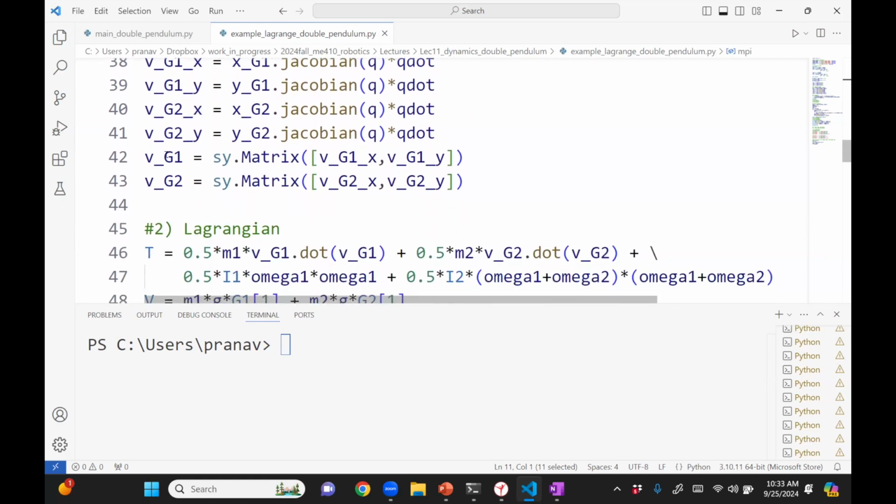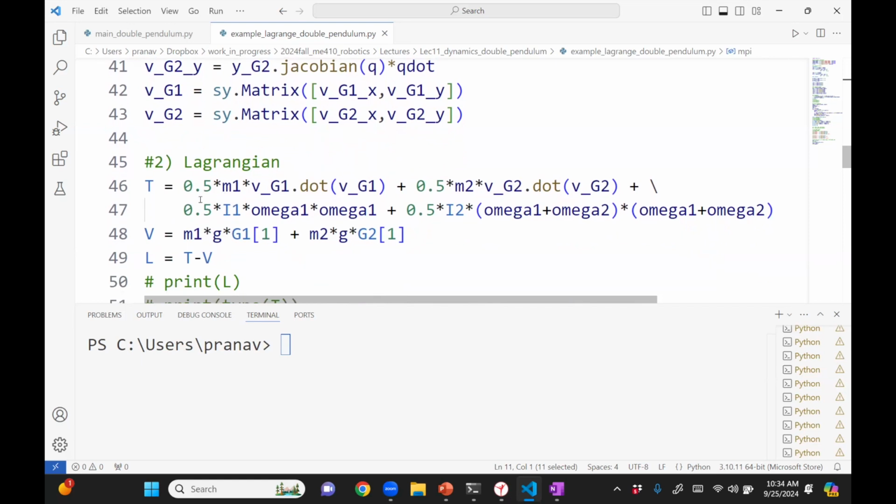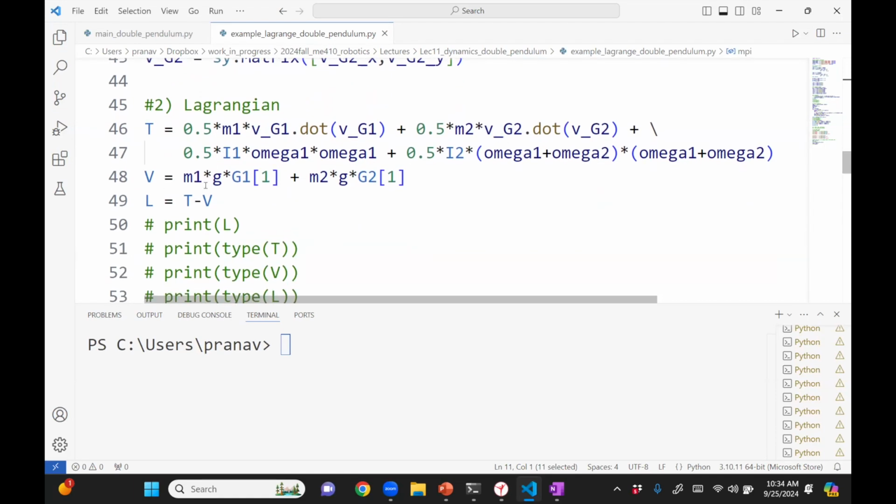And then I get the velocity of G1, velocity of G2. So this is giving the velocities of vectors, so you'll have an X and Y component. Now the Lagrangian is just half mv square for mass 1, half mv square for mass 2 or link 2, half I omega square for link 1, link 2, potential energy m1 g, the y coordinate.